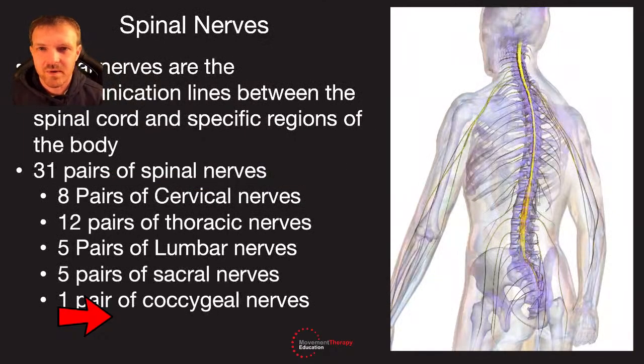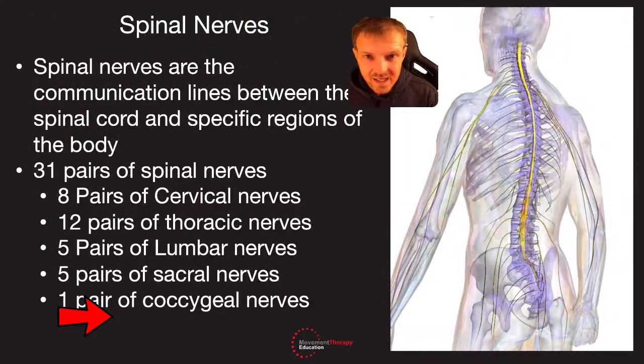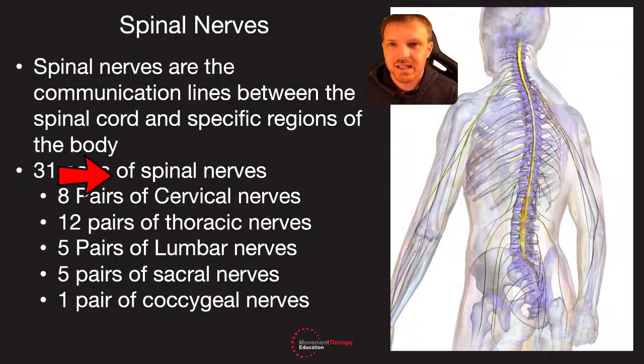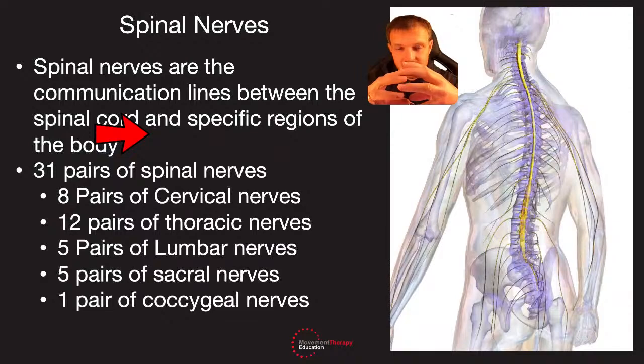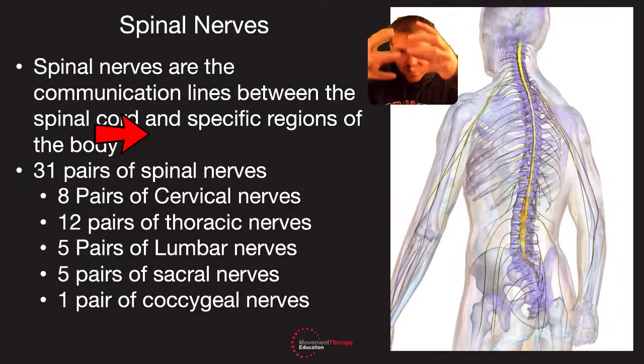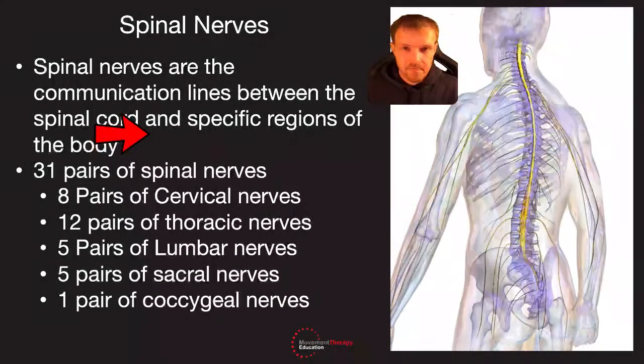Okay, so spinal nerves, gross anatomy. Again, we've covered some of these. Spinal nerves are the communication lines between the spinal cord and specific regions of your body. So you've got neurons coming into the spinal cord and giving information to the brain, and then the brain interprets that information and sends messages out along another set of nerve pathways to create some kind of action, whether it's on the muscles or glands or whatever it is.